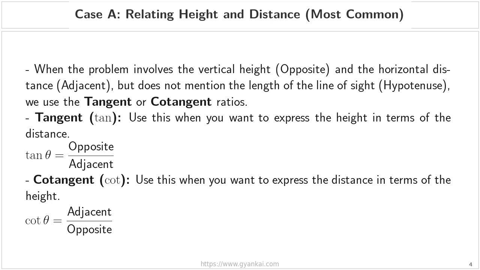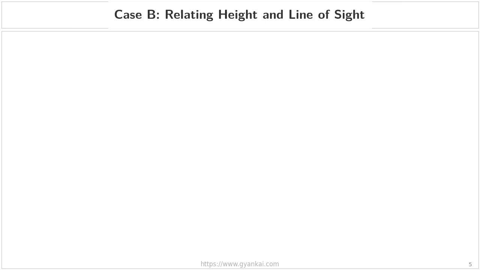Now that we understand how to identify the opposite, adjacent, and hypotenuse sides from our previous slide, let's look at how to actually choose your ratio. Remember, the choice between these two is simply a matter of which side you are trying to isolate. As we move into the next slides, we will see how to switch to sine and cosine when the hypotenuse finally enters the problem. Case B, relating height and line of sight.